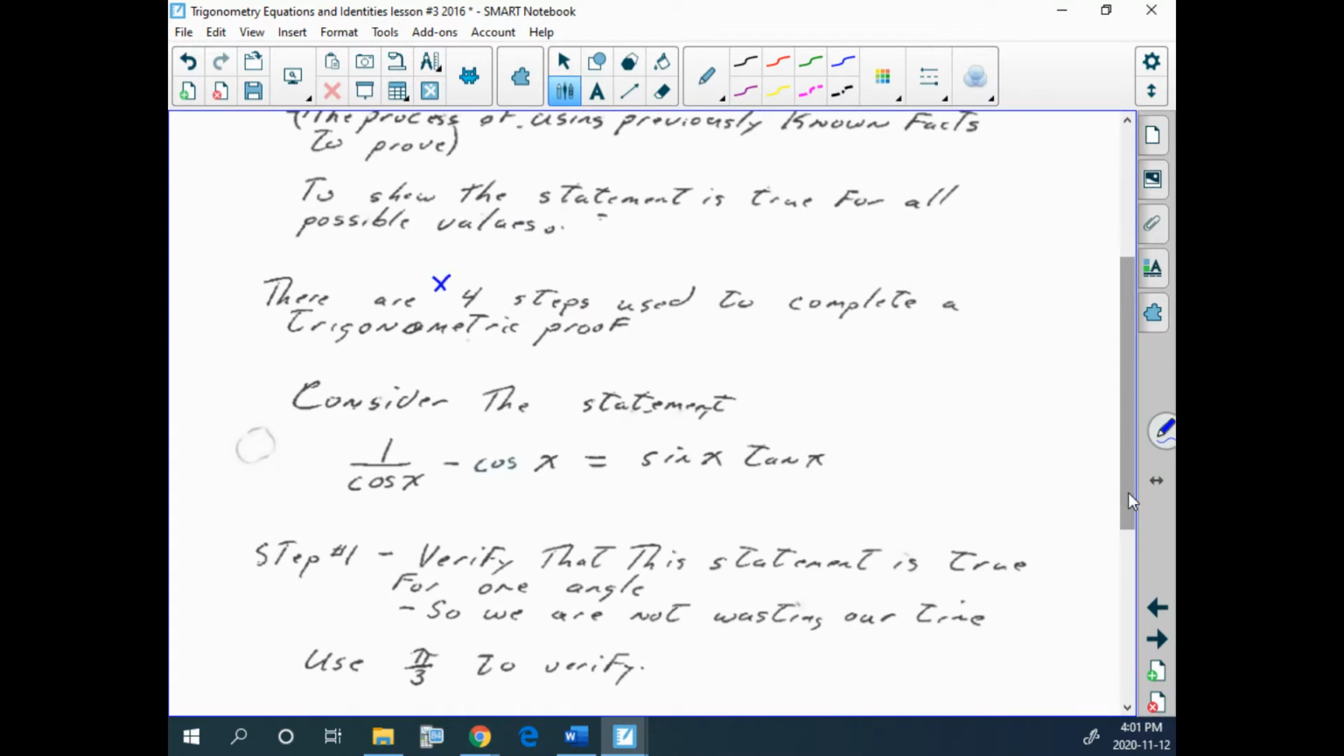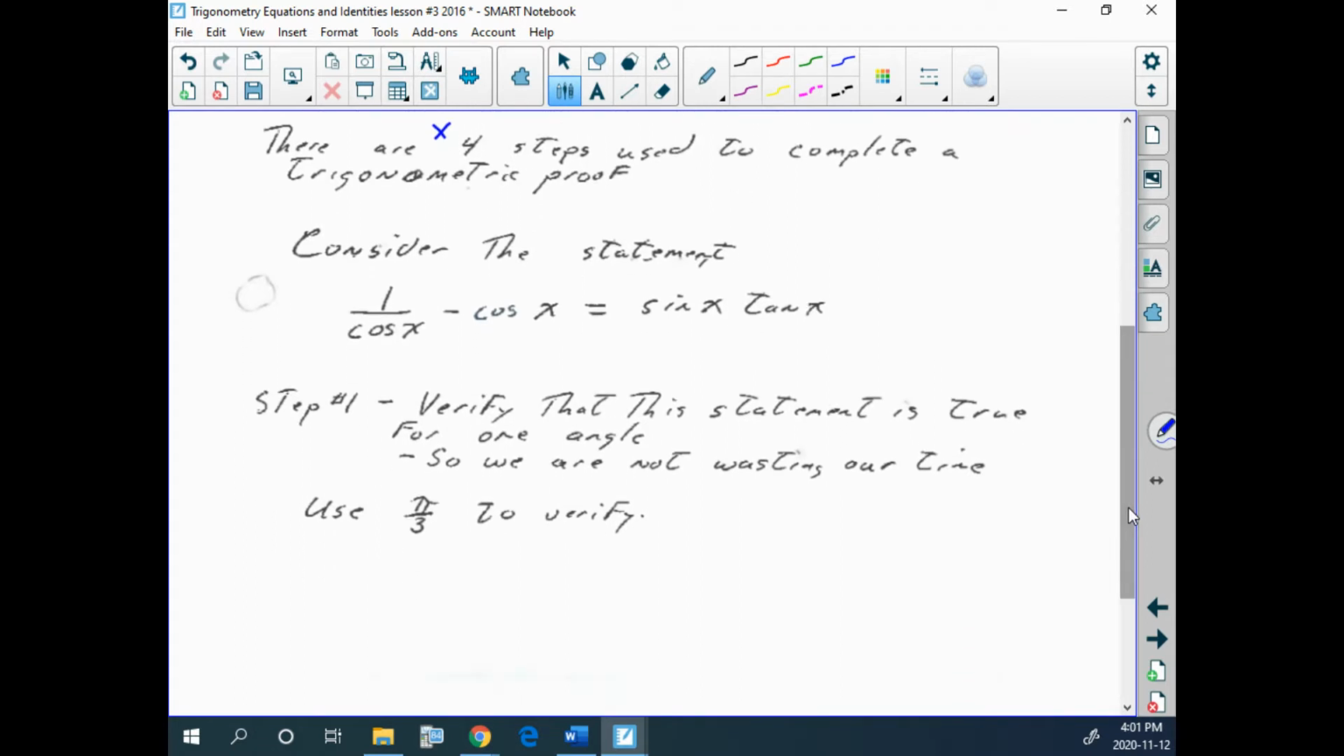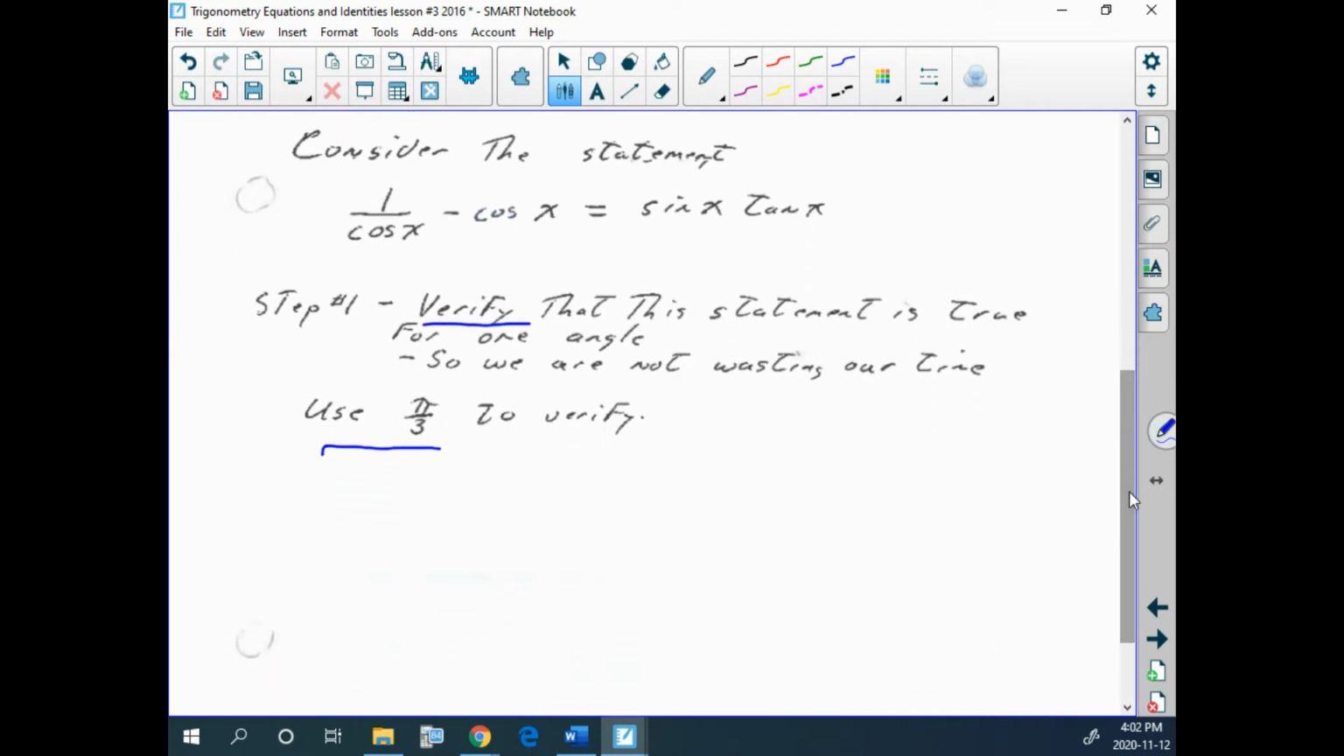There are 4 steps. The first one is to check to make sure the teacher isn't messing with you, i.e. check to make sure that this could possibly be an identity in 2 ways. The first one is verifying using a particular number. I'm going to use pi over 3 because it's a special triangle angle, and I can use my exact values from my special triangle.